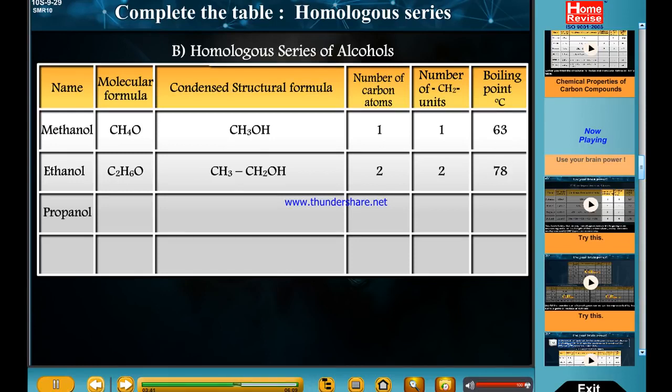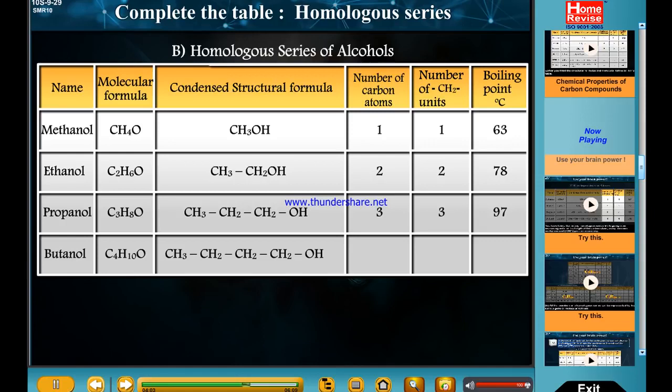Propanol, C3H8O, CH3CH2CH2OH, number of carbon atoms 3, number of CH2 units 3, boiling point 97 degrees Celsius. Butanol, C4H10O, CH3CH2CH2CH2OH, number of carbon atoms 4, number of CH2 units 4, boiling point 118 degrees Celsius.